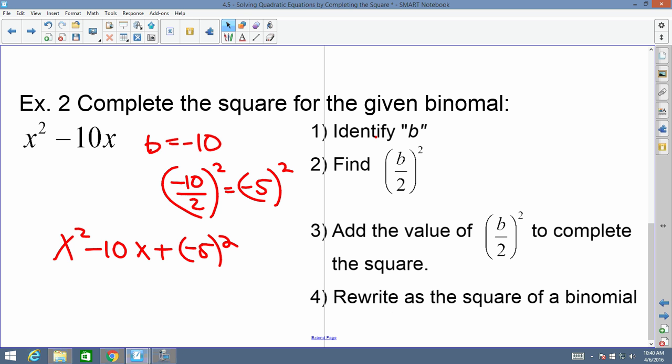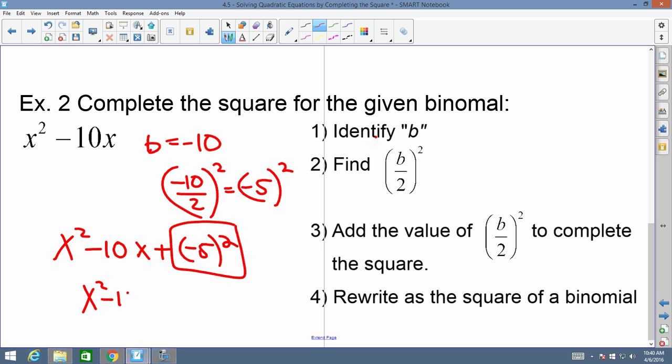Now, this is where the book and many teachers and I disagree. There are 2 trains of thought here. The way the book and most teachers are going to teach you, they're going to tell you to calculate this value of b over 2 squared. So you go x squared minus 10x plus 25, and they want you to factor this. This is a perfect square binomial that we created.